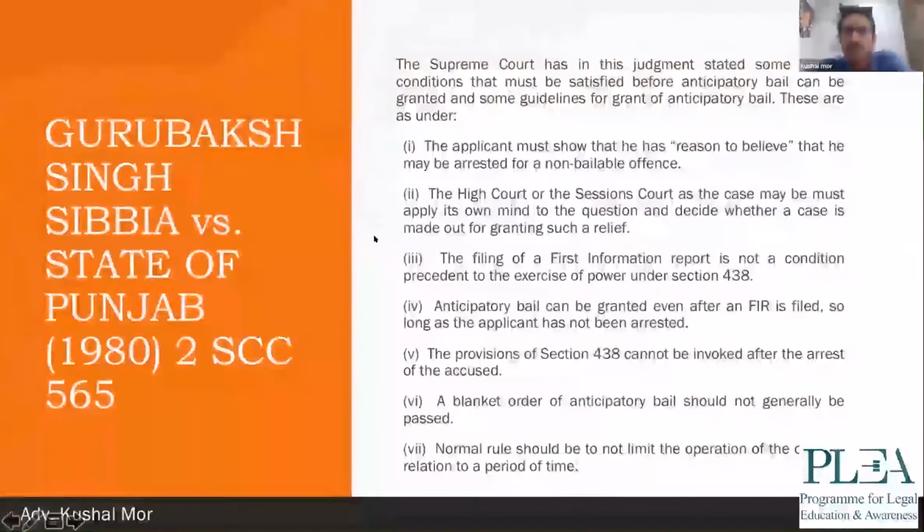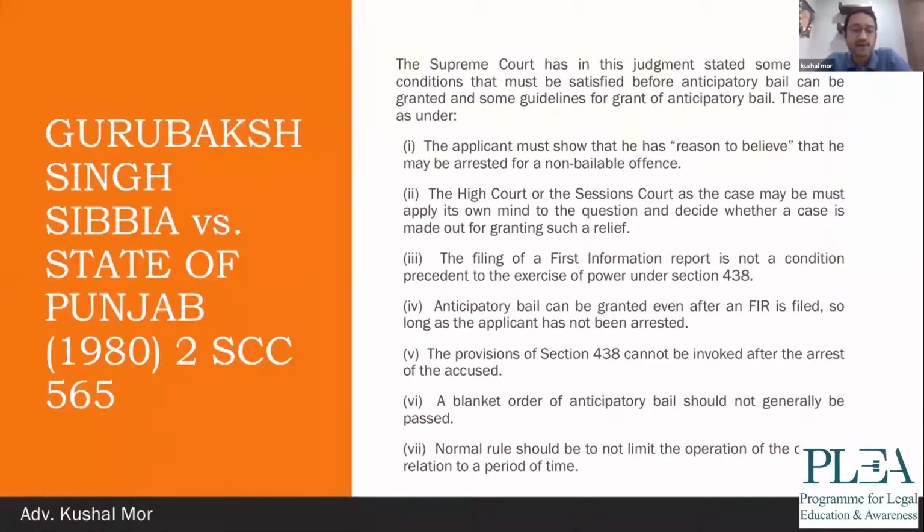It laid down some more guidelines. First one we already discussed, that the applicant must show that he has reason to believe that he may be arrested for a non-bailable offence. Second, the High Court or Sessions Court may apply its own mind to the question and decide a case. Third, filing of a first information report is not a condition precedent to the exercise of power under 438.